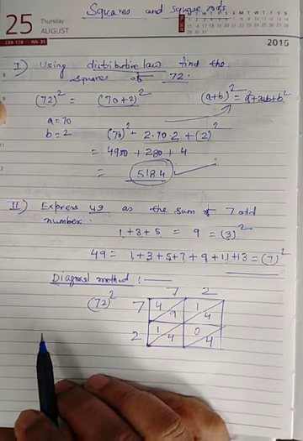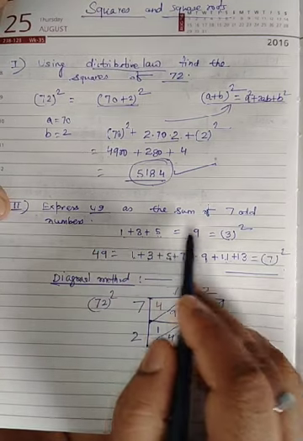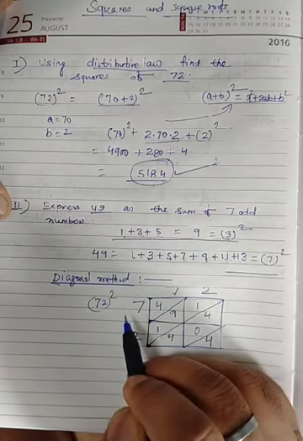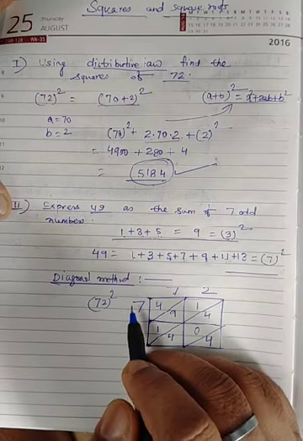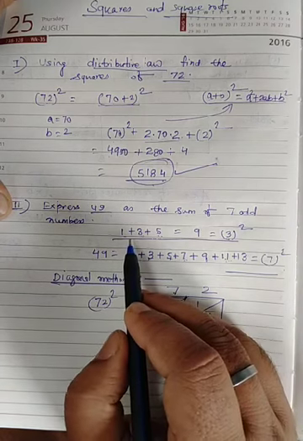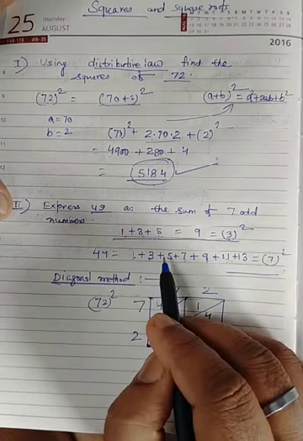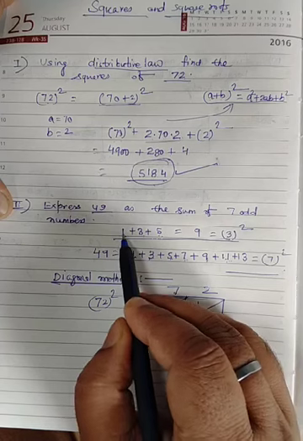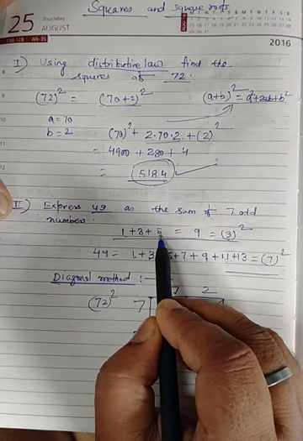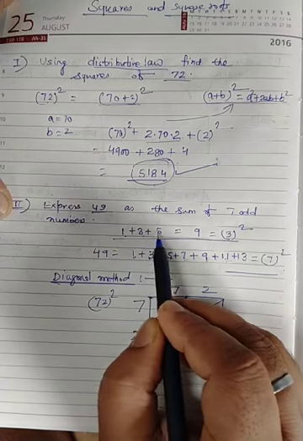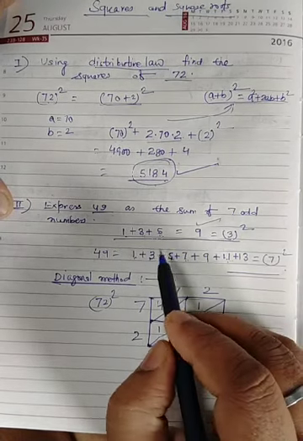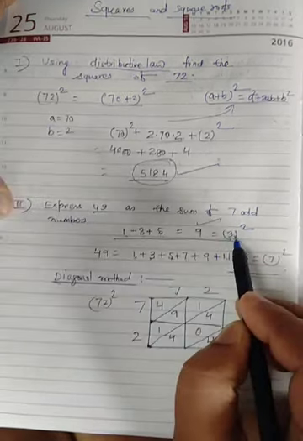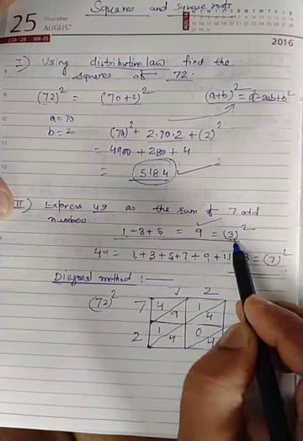In the second question, express 49 as the sum of 7 odd numbers. One of the properties I have already discussed in the last video on square and square root is that the sum of n odd numbers is equal to n square. So students, 1 is odd, 3 is odd, 5 is odd. So 1 plus 3 plus 5 gives you 9. These are 3 in number, 1, 2, 3, so 3 square, which means 9.